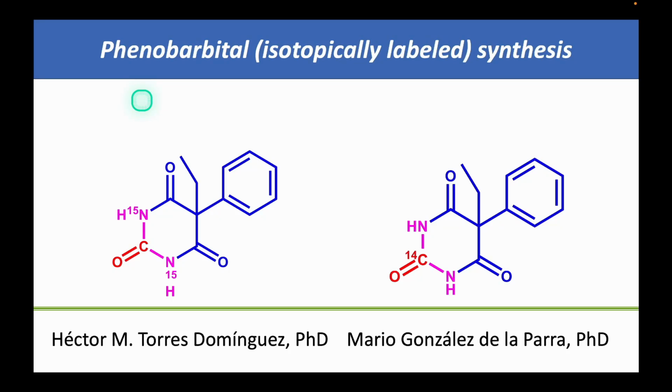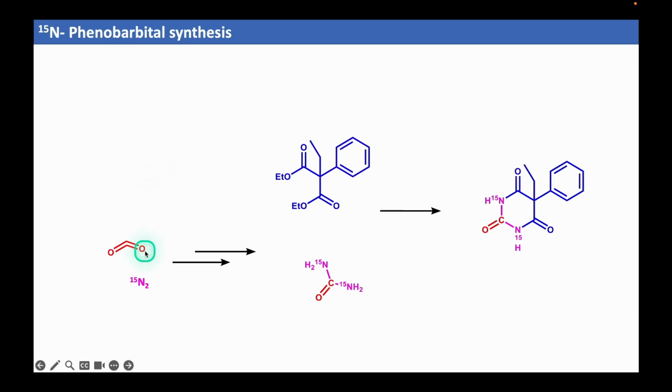Hello. In this video, we present the synthesis of phenobarbital labeled with nitrogen-15 or with carbon-14, according to its retrosynthesis presented in a previous video. Phenobarbital labeled with nitrogen-15, starting from carbon dioxide and labeled molecular nitrogen, generates labeled urea, which when it reacts with substituted malonate produces the phenobarbital labeled with nitrogen-15, as we will see later.